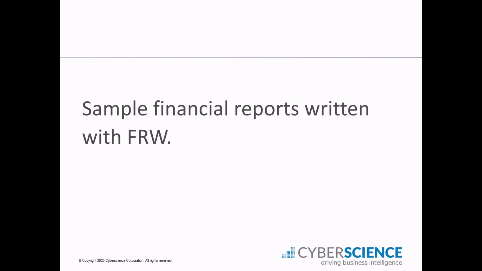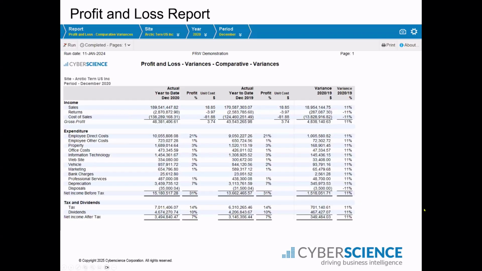Okay, so I'm going to start off just by showing you a couple of sample reports from FRW, and then we're going to get into the product itself. And the product is sort of a twofold system. We have a viewer and we have the actual writer. So I'm going to first show you a couple of options here as far as some of the reports that we've got. Here is a financial report, which is a profit and loss.